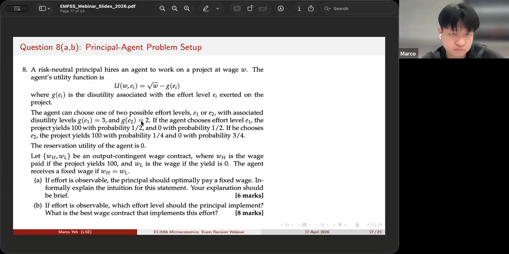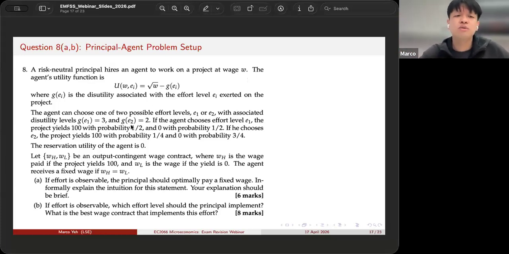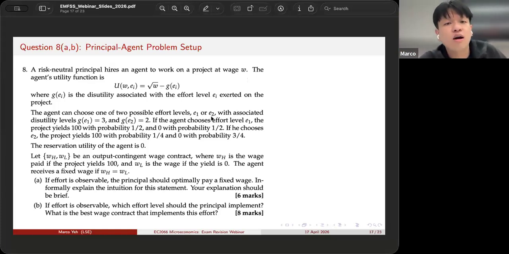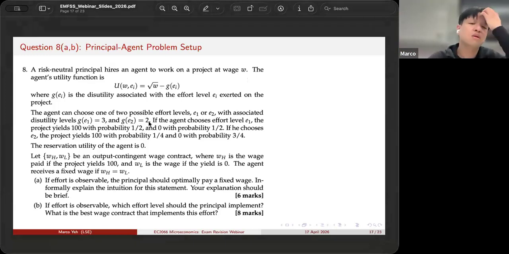There are two efforts, E1 or E2. E1 is the high effort level. E2 is the low effort level. So you see, the high effort level gives us a higher cost on effort. And E2, low effort, only costs 2 units of utility for exerting a low effort. Okay.